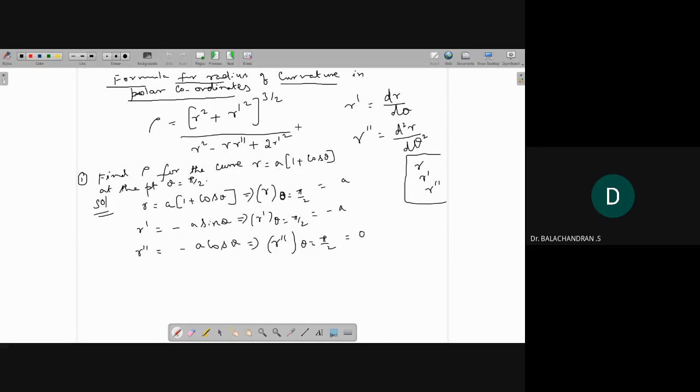Again, this formula is coming from the first formula, but the proof is a little bit lengthy, so that's why I avoid the proof here. Where r dash is equal to dr by d theta, and r double dash is d square r by d theta square. Now I will solve one or two problems, and then I will show some other problems later. If I only show them, you may not understand the concept, so I will first solve at least two problems, and then the remaining problems I will show to you.